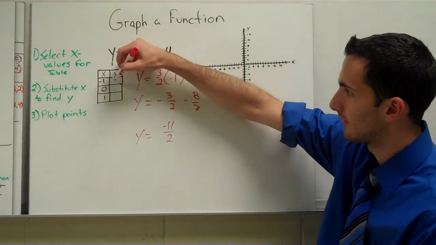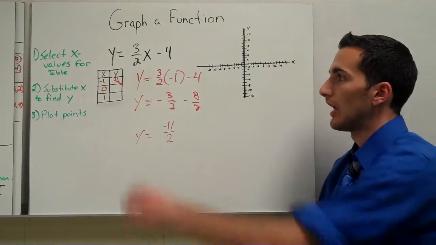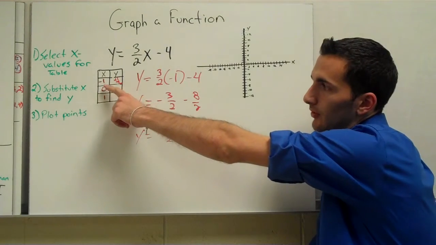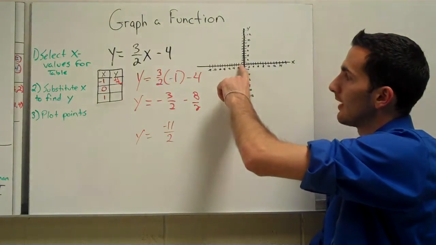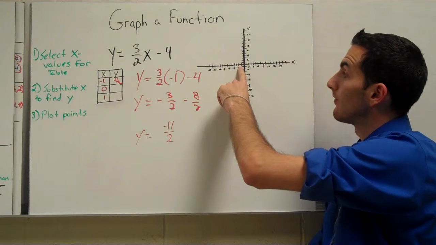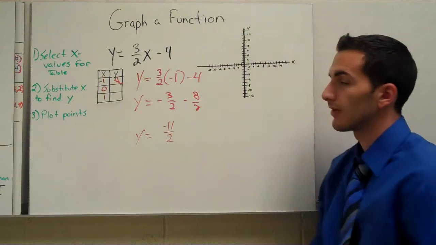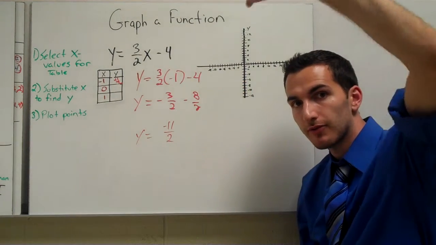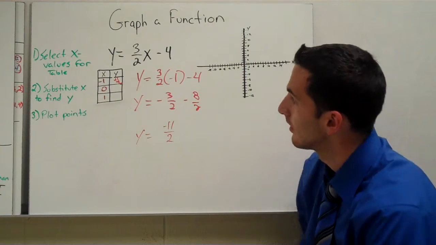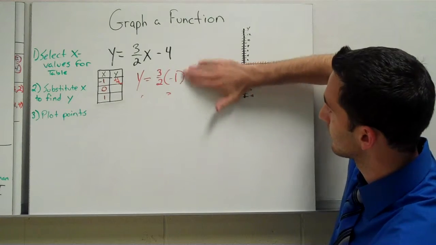And we'd have to plug that in. -11/2. Now when we go to plot this point, we're going to have to graph a coordinate at -1 and -11/2, which would be 5.5. So that'd be right down here. Okay. Now how many of you like graphing fractions? I don't. To make this easier, let's erase what we just did.